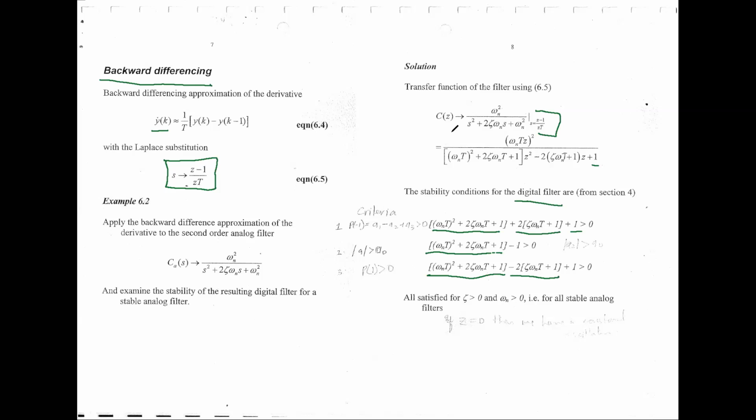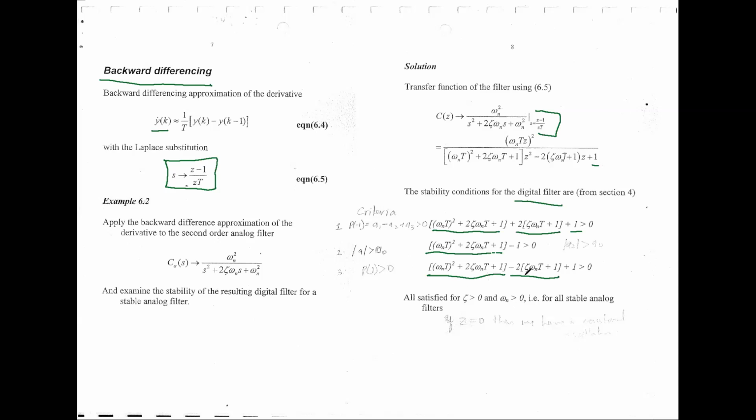And remember, if you get a numerical solution when you convert your continuous transfer function into a discrete one, all you have to do is simply compute the roots of the denominator. If any of the roots are greater than one, or if it falls outside the unit circle, that would be the best way to say it, then it is unstable. But here we are analyzing in terms of zeta and omega n parameters for this transformation, the backward difference.